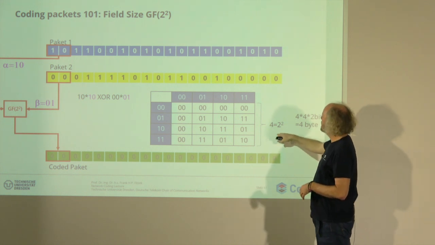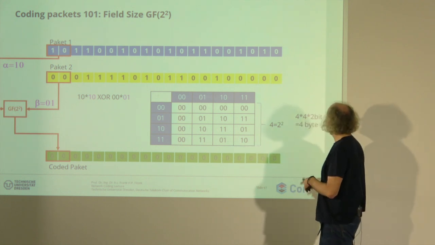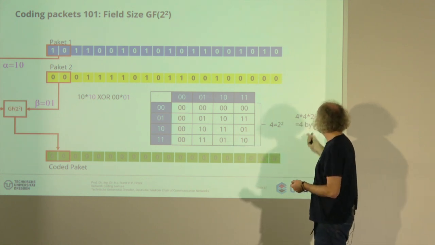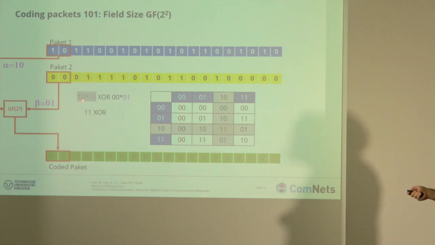First of all, this lookup table is quite small, right? It has 4 by 4 elements. If you have 2 bits there, it's in total 4 bytes, a very small lookup table. Easy peasy. You put it into the pocket, you can always use it.